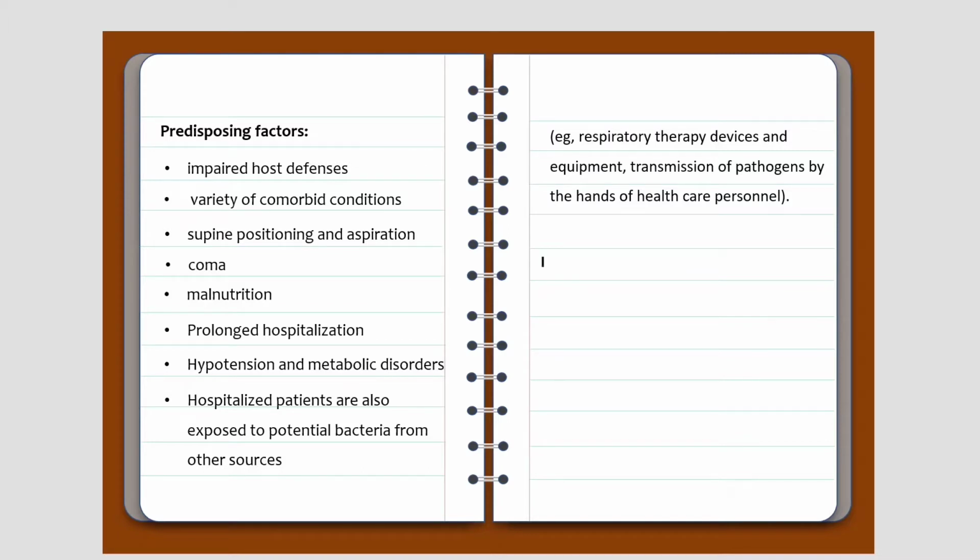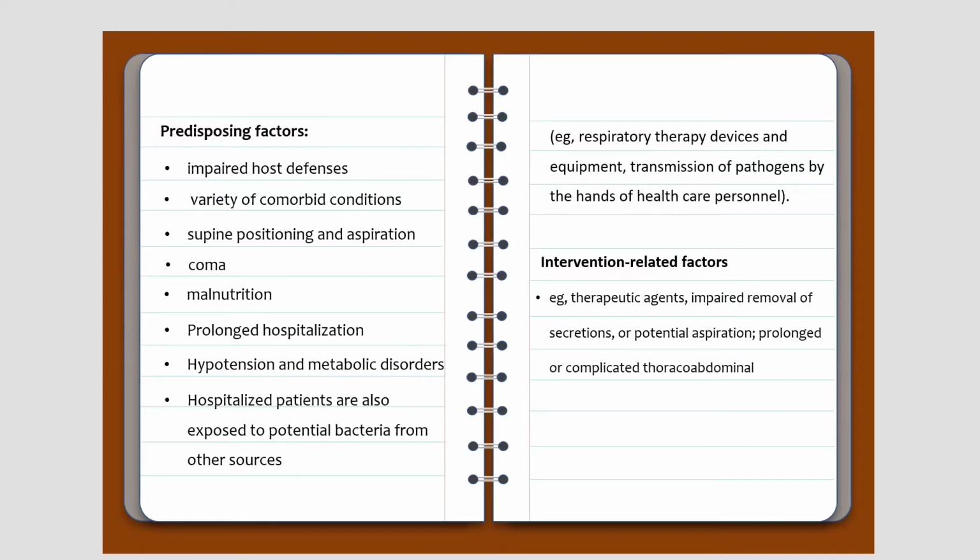Numerous intervention-related factors also may play a role in the development of hospital-acquired pneumonia. For example, therapeutic agents leading to central nervous system depression with decreased ventilation, impaired removal of secretions or potential aspiration, prolonged or complicated thoracoabdominal procedures, which may impair mucociliary function and cellular host defenses, which is very important. Also the tracheal intubation, prolonged or inappropriate use of antibiotics, which can lead to resistance of bacteria, and use of nasogastric tubes.